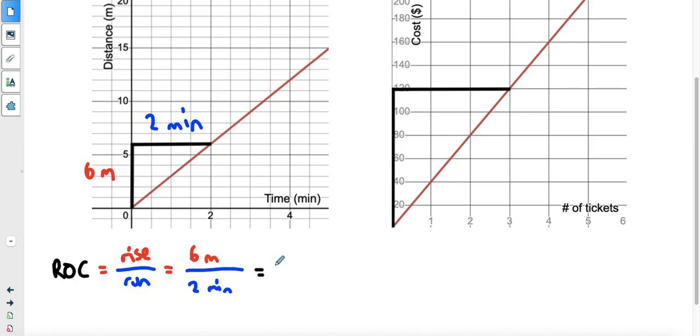Six divided by 2 is 3. And my units, well, we're dividing meters by minutes. So my units are going to be meters per minute. And my rate of change is 3 meters per minute.